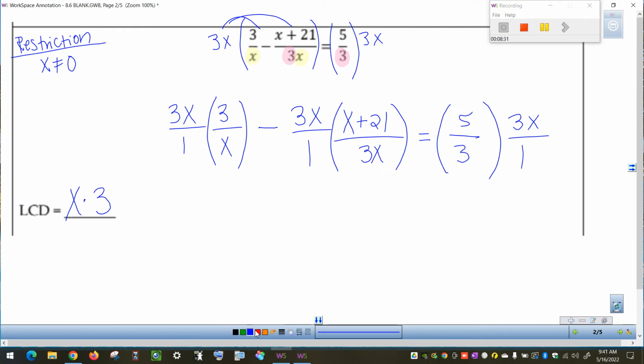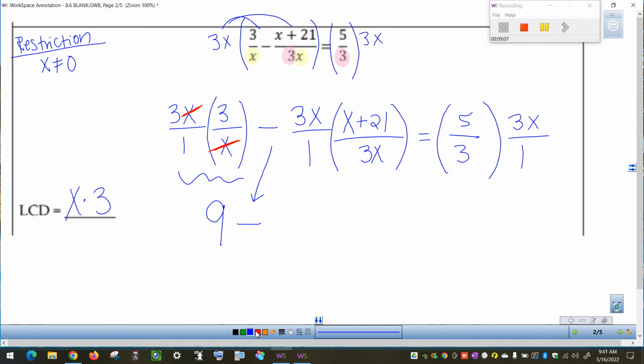All right, so now we get to go through and do some canceling on each part, and we'll see what we're left with. So in this first part here, notice that the x on the top is going to cancel with the x on the bottom. And this is leaving us with 3 times 3 on the top, so that's just 9. I'm also going to go ahead and bring down the subtraction sign.